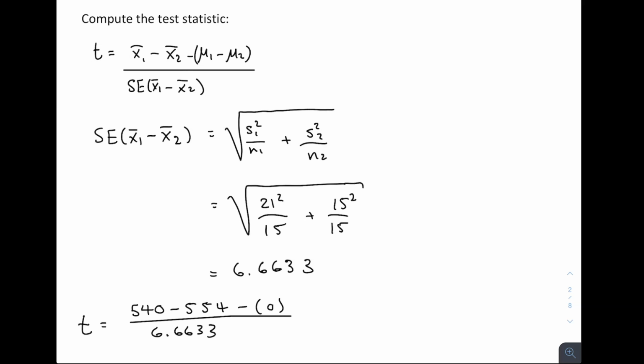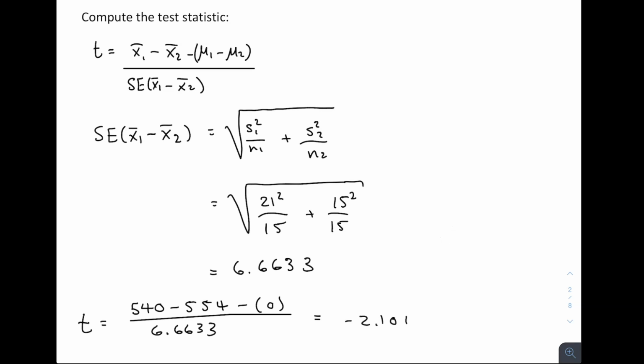I can now compute the test statistic. I've plugged in the sample means from the first and second sample, and I've also plugged in the standard error. Notice that mu1 minus mu2, again, is 0 because that's the null hypothesis. I plug this into my calculator and obtain negative 2.101.